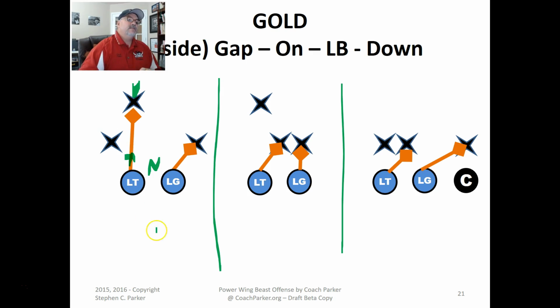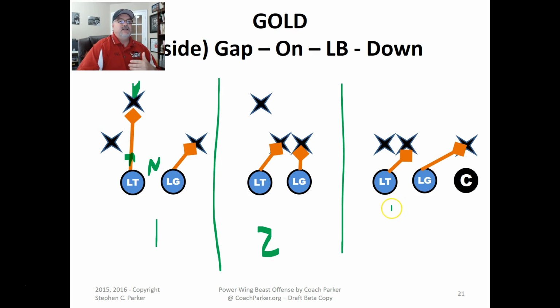And then in the next scenario here, you've got your guard. He's gap no, on yes. He's got this guy here. The left tackle goes gap. He's got a yes. Even though he's got the linebacker there, he always takes the first yes in the progression. You always take the first yes in your rule progression here.